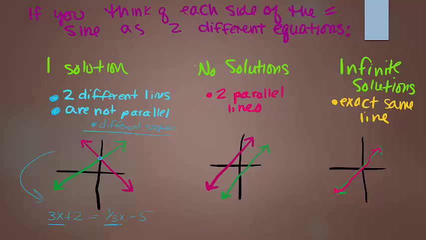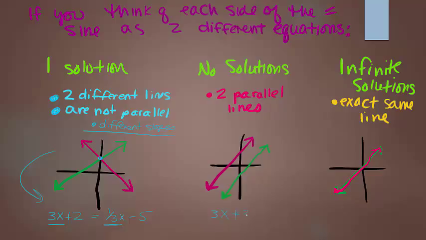All right, no solutions. So this is going to happen if you have two parallel lines, and the graph might look something like this. So when are they going to cross? When are they going to have the same x or y? Never. Okay, so and the equation might look like this.